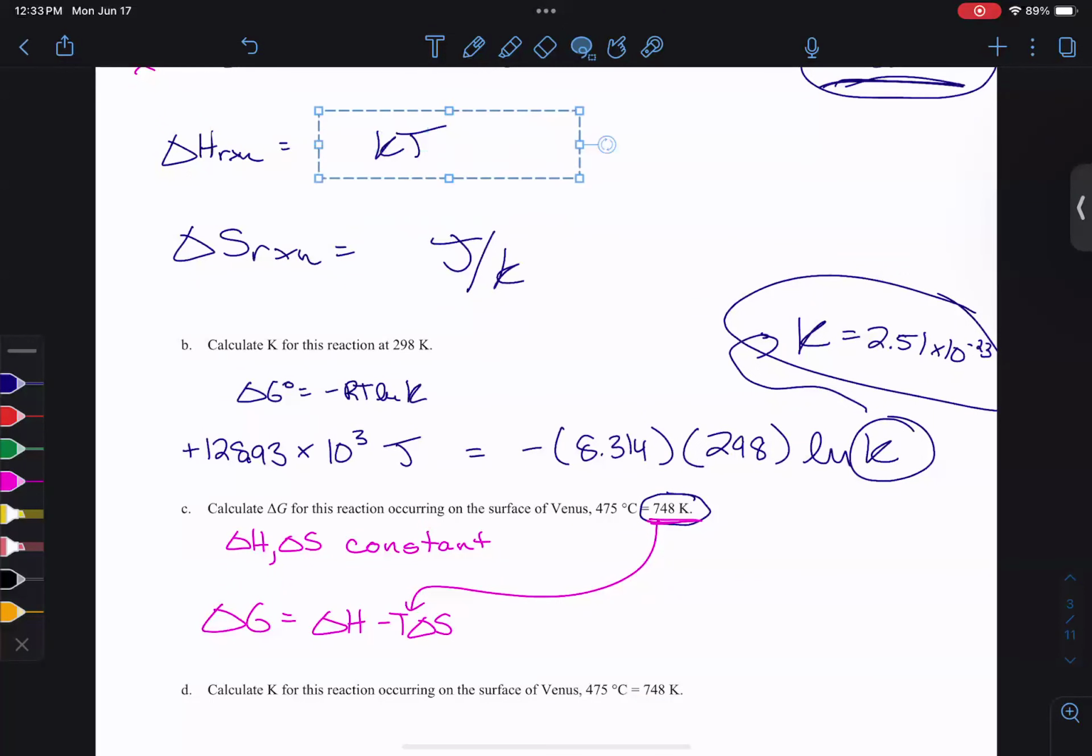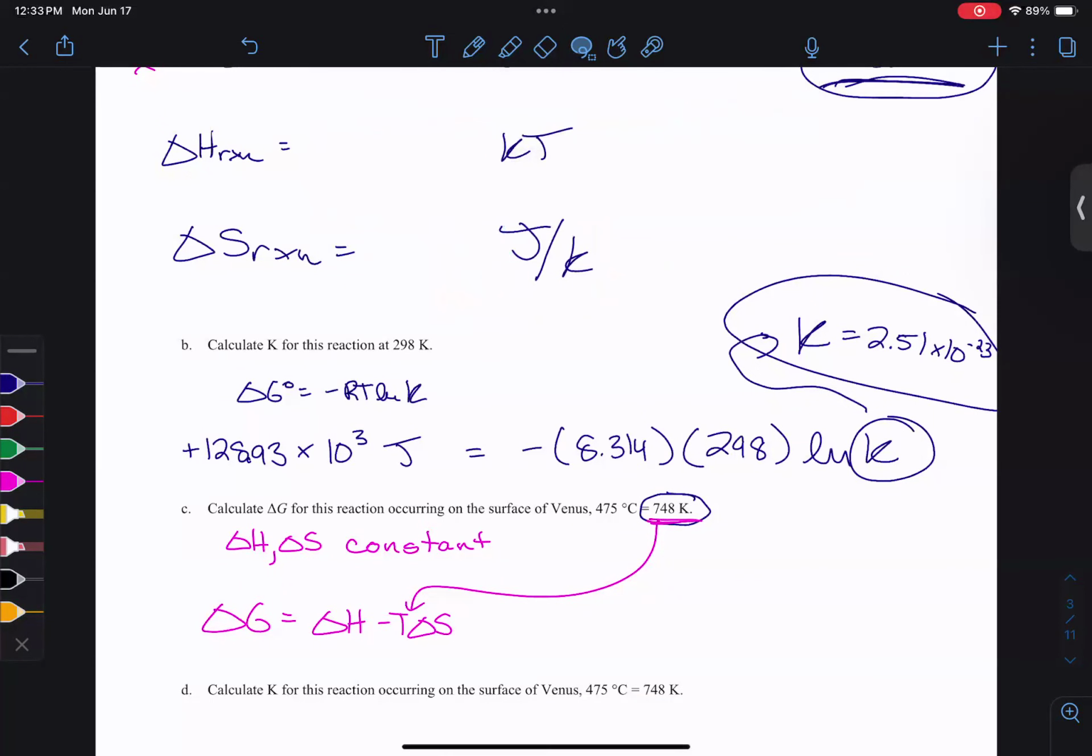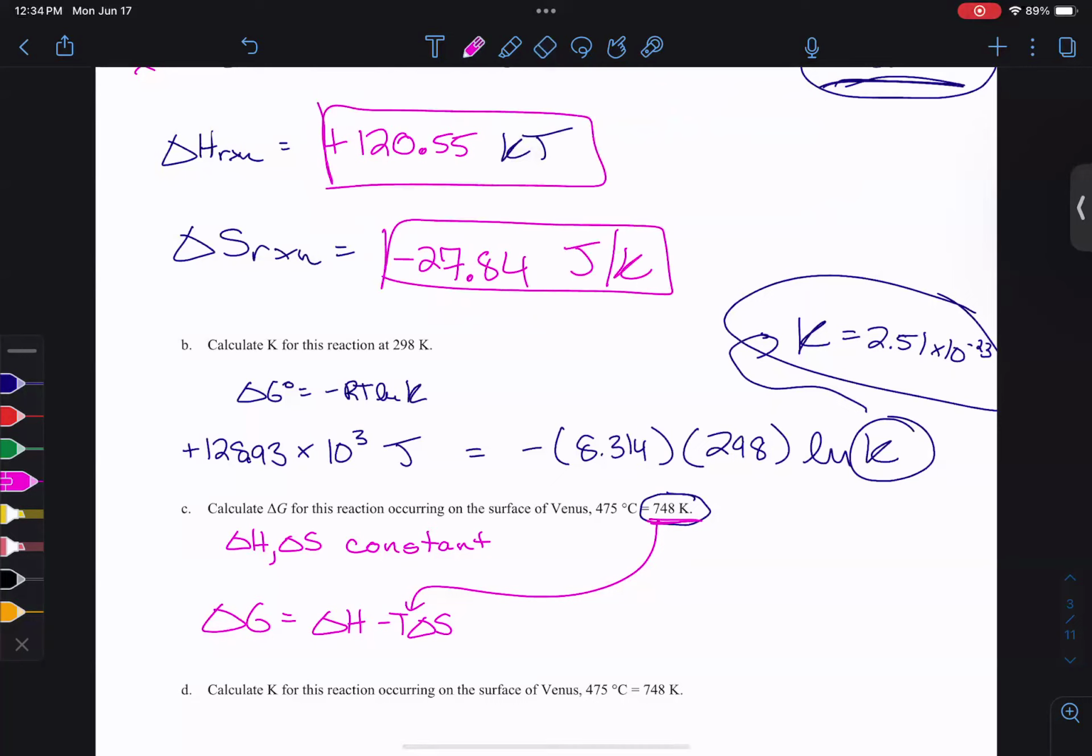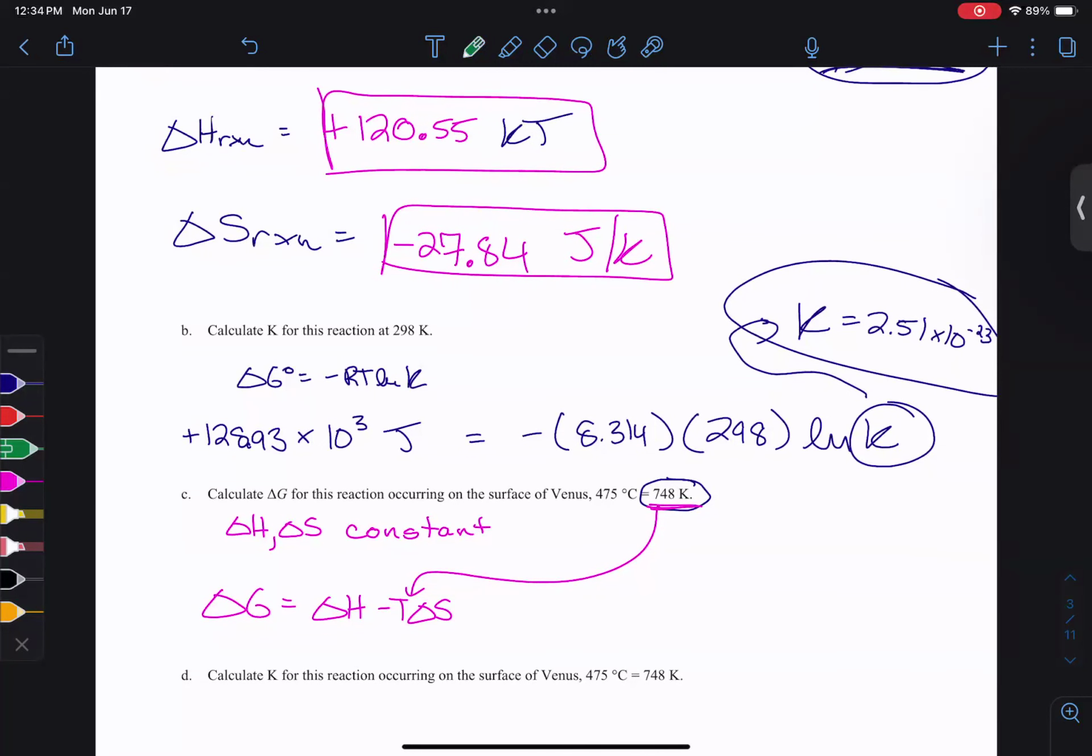I didn't actually write the answers to these. What were the answers? The enthalpy of this reaction is positive 120.55, and entropy is negative 27.84. That's what my key says. Hopefully the key is right. All right. So that's my entropy. There is my enthalpy. I'm going to plug those numbers in with this new temperature. So again, make sure your units match. I'm going to put everything in joules. So delta G equals the enthalpy.